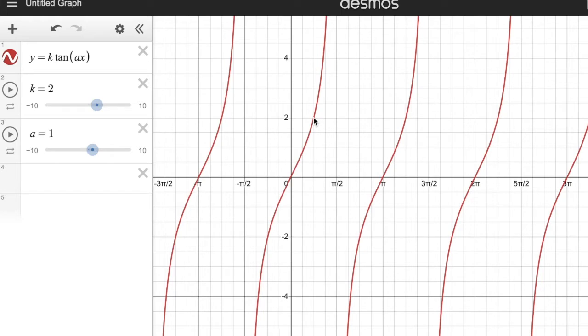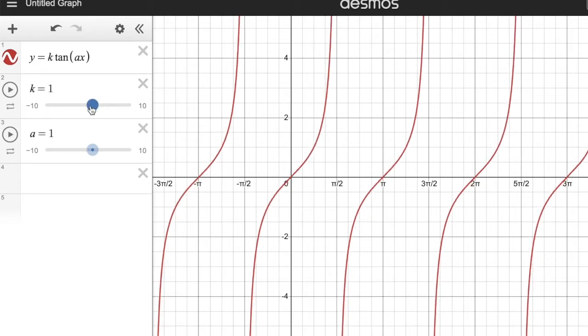And just marking that point on your graph demonstrates that, but the shape is still the same. You can even draw the shape and then put in a point later. Just say in your calculator what happens if x equals pi on 4. You get 2 and you mark that point on your graph. I'll put k back to 1. Now let's change the a.